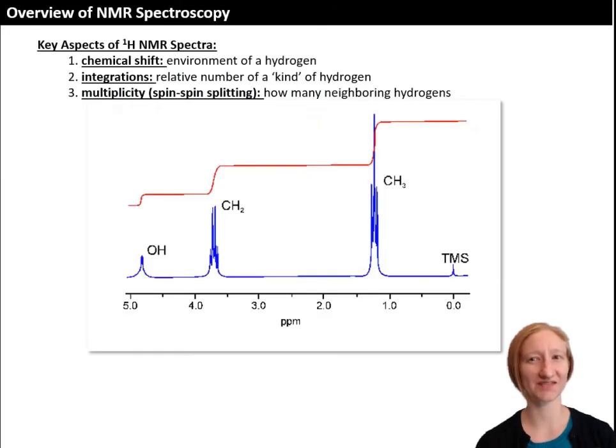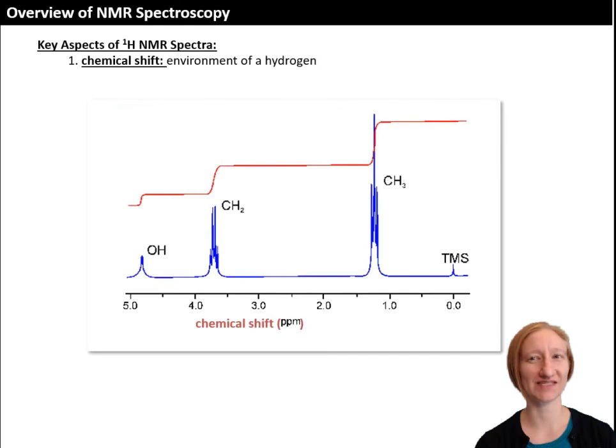And what you're seeing on this slide is a typical proton NMR spectrum. And there are three key features of peaks in a proton NMR spectrum. And these are the chemical shift, the integration, and the multiplicity. We'll introduce each of these features briefly now, and then we'll discuss them in more detail in the next videos. The first feature is the chemical shift. The chemical shift is the x-axis of our spectrum, and it tells us about the environment of a hydrogen.